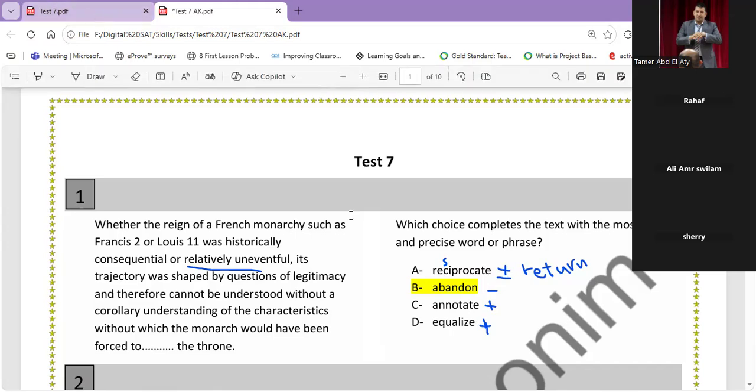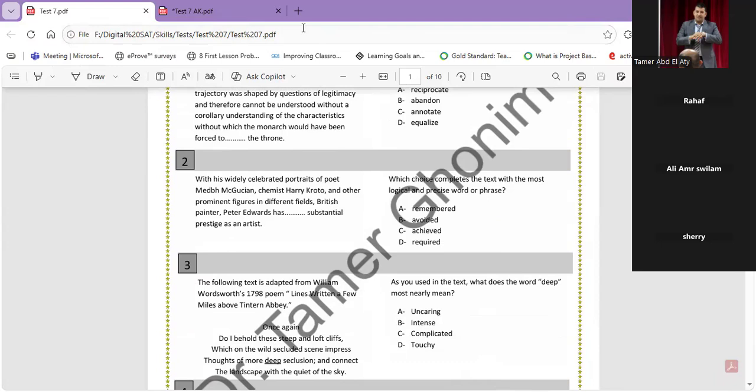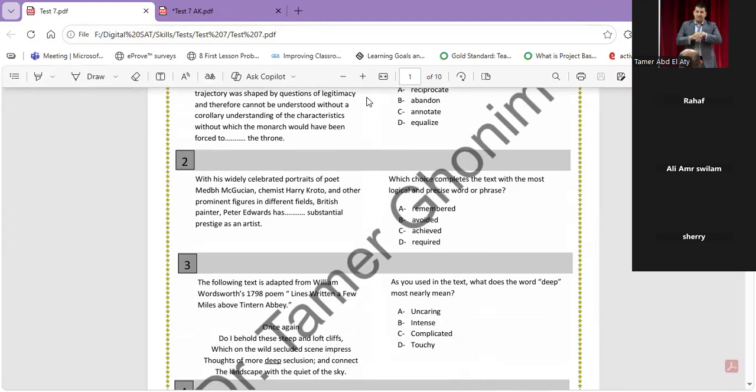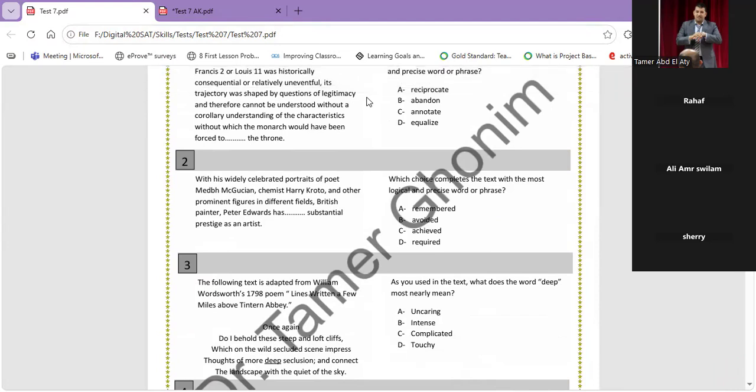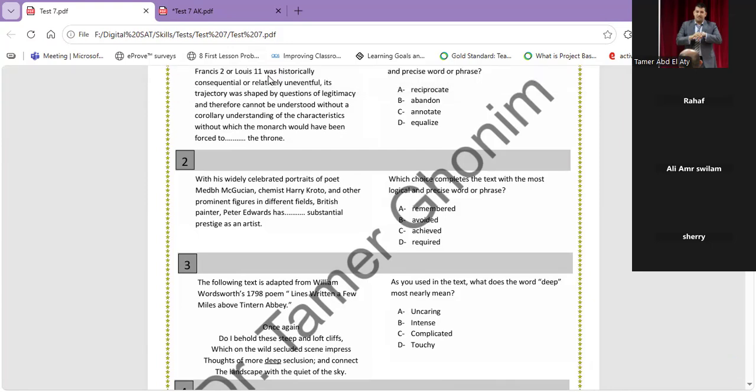Your answers were right. Let's go to number two, please. Write the answer in the chat box. Number two also works in context.